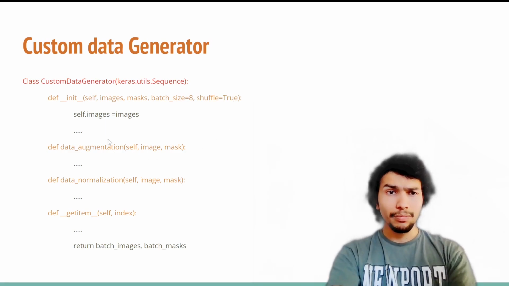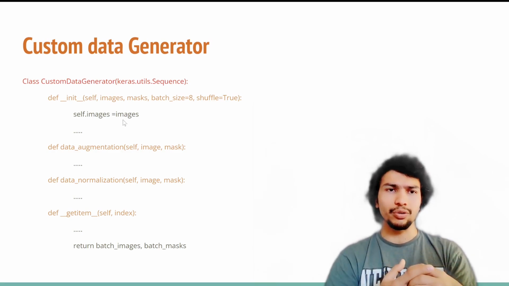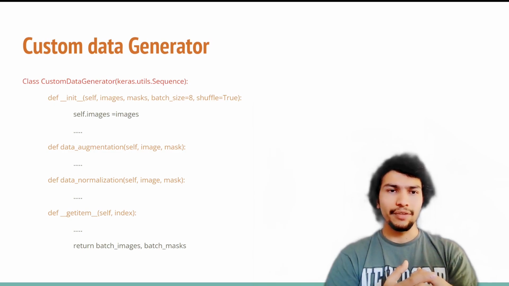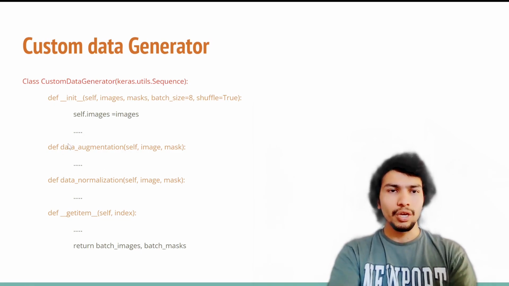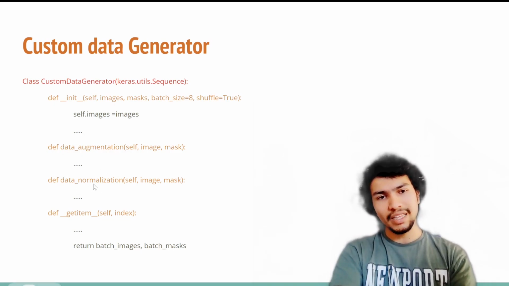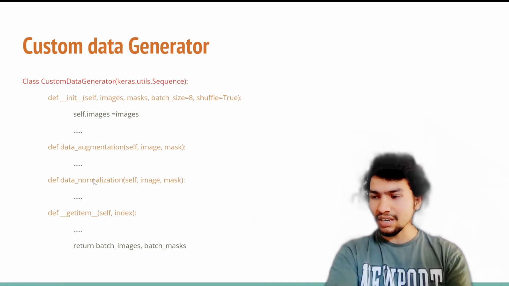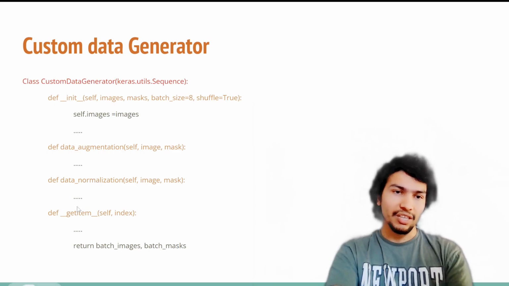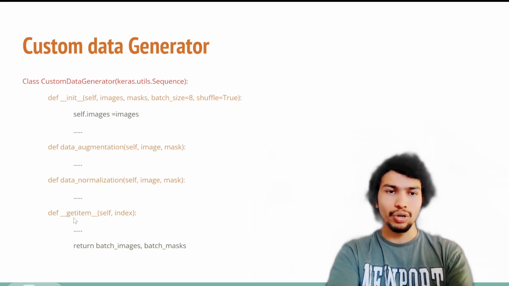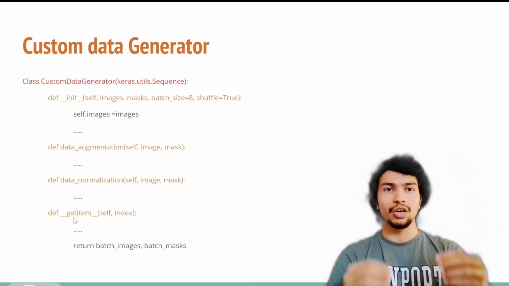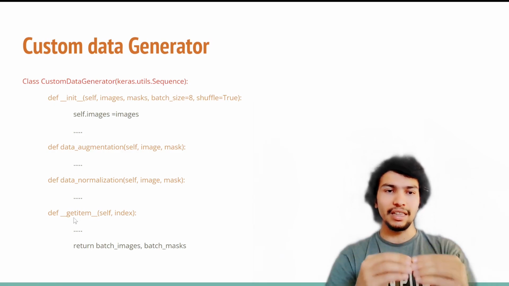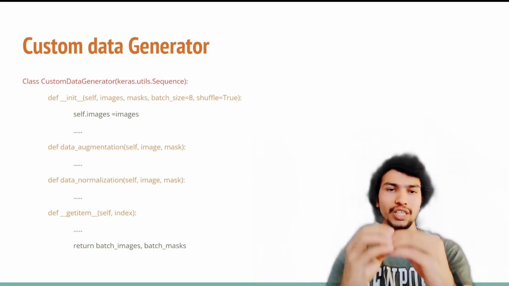Based on this function, it will just store all the information in the class, and after that we write some data preprocessing methods such as data augmentation, data normalization, or maybe data standardization. So we write these functions, and then the key method you need to highlight is the custom data generator's get item, which helps to generate the batches so that we can pass that batch into the model.